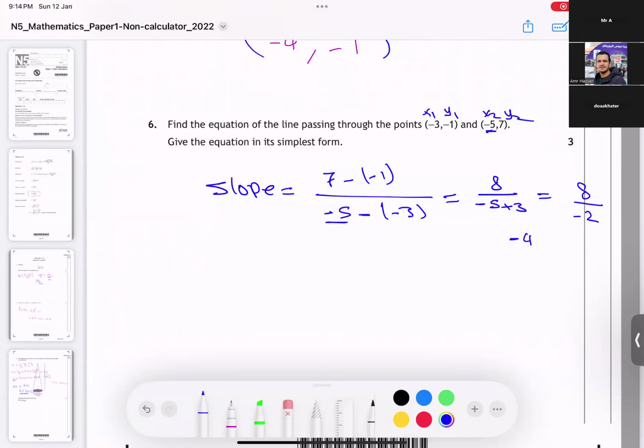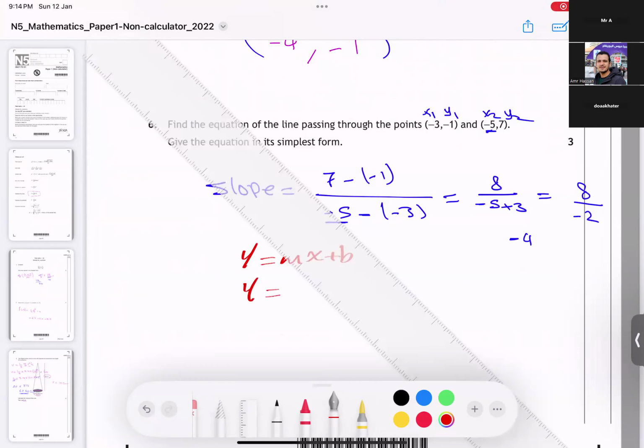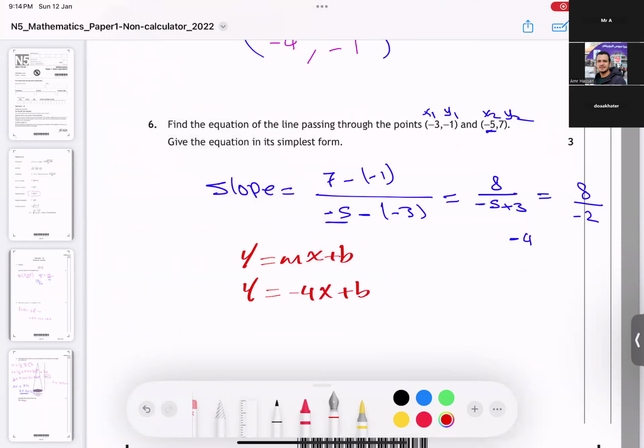So let me write it. y equals mx plus b. So y equals -4 times x plus b. Okay, so switch b and y. So b equals... Which one do you want to use, -3 and -1, or -5 and 7? Have a couple points: -3 and -1.